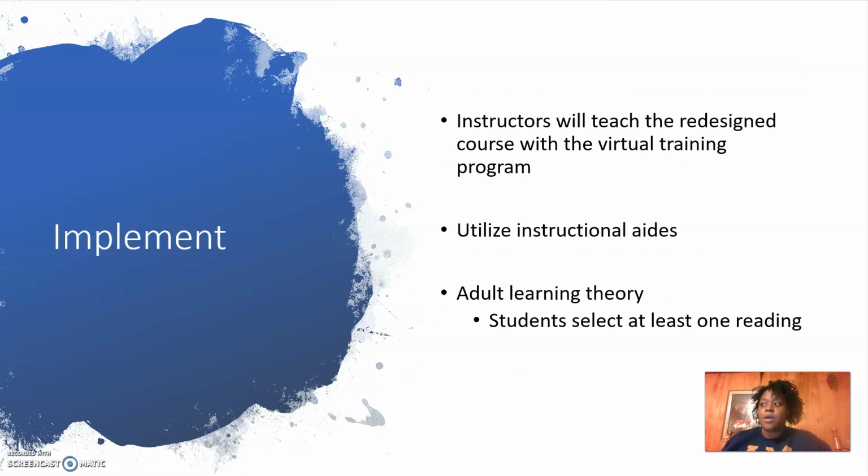We then enter the implement phase of ADDIE. Instructors will teach the new course using the appropriate objectives and instructional aids. To encourage adult learning theory, the task force will recommend to instructors to allow students to select at least one approved literature as a reading associated with an assignment. The virtual training software will also be used to teach the course.